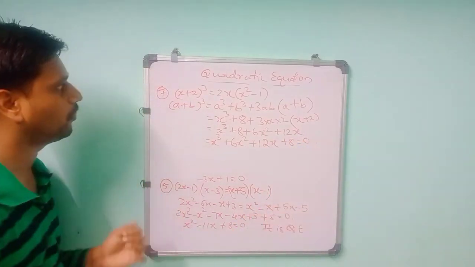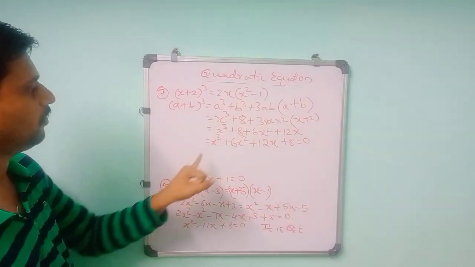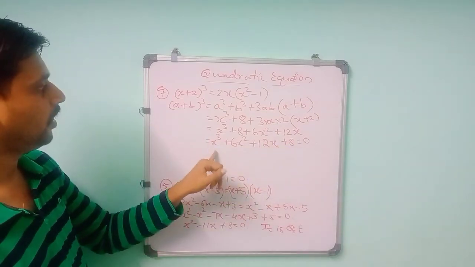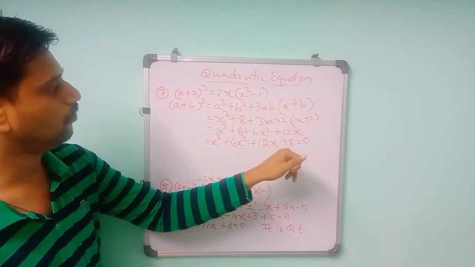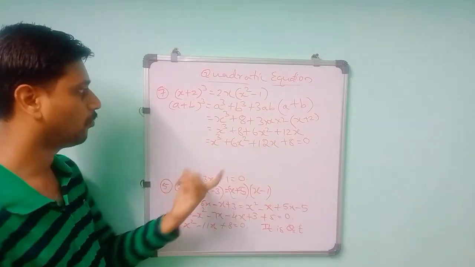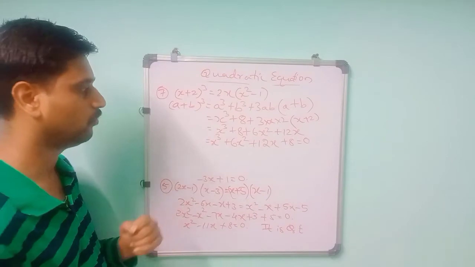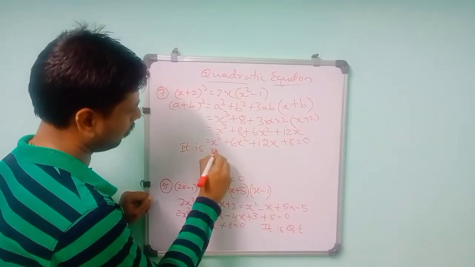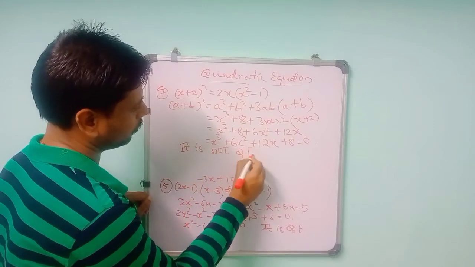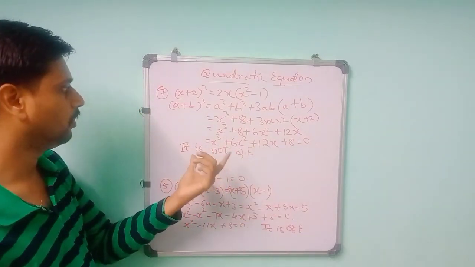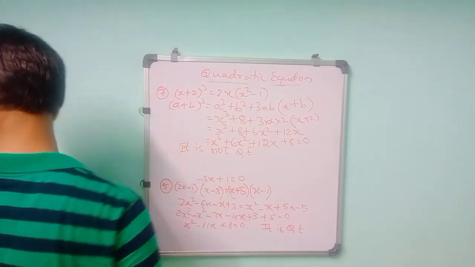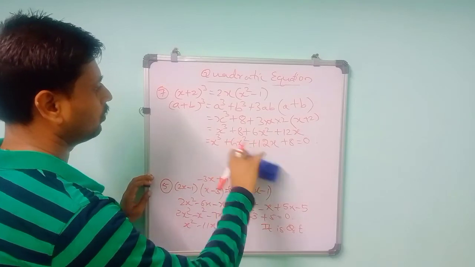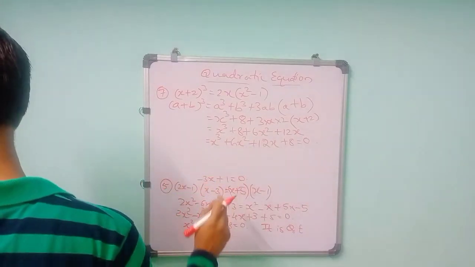So here, if we compare this to a quadratic equation, it is a cubic polynomial, but a quadratic should contain only ax square plus bx plus c. But this is in the form ax cube plus bx square plus cx plus d. It is in the form of cubic. For quadratic, the degree is 2 only. Here the degree is 3. So it is not a quadratic equation.